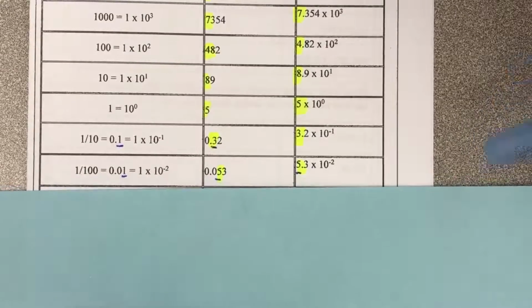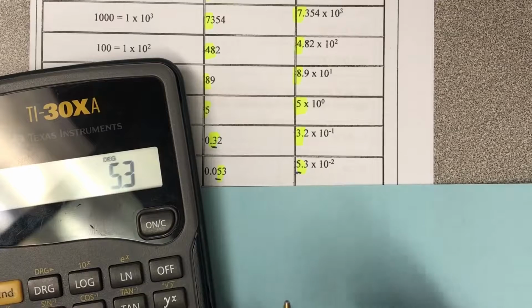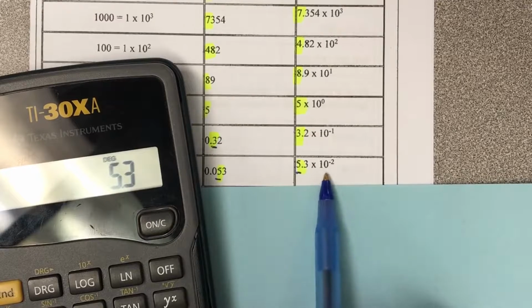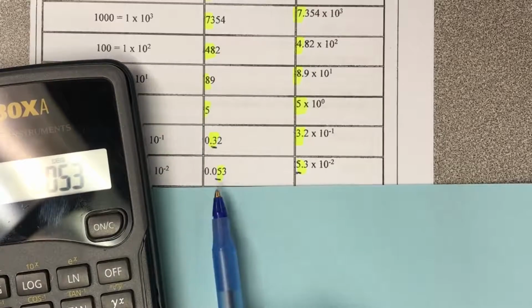What does that mean? That means that if I put in the calculator 5.3 and divide that by 10 twice, or divide by 100, I have the original number.